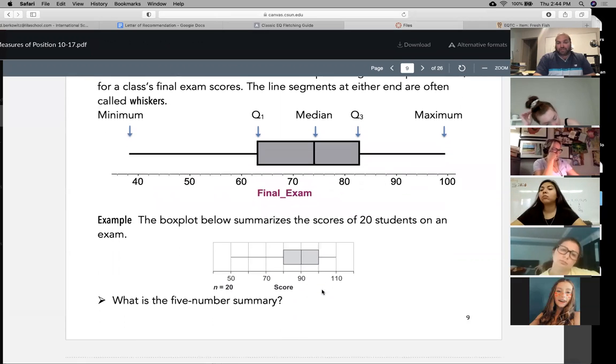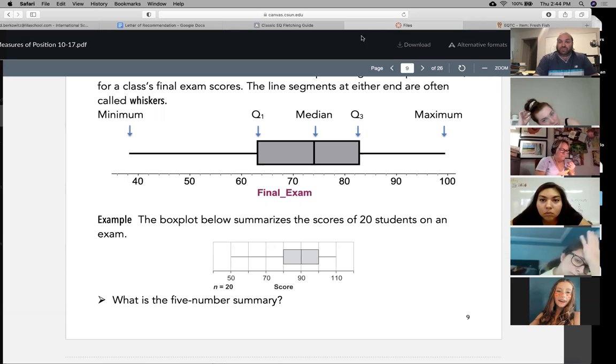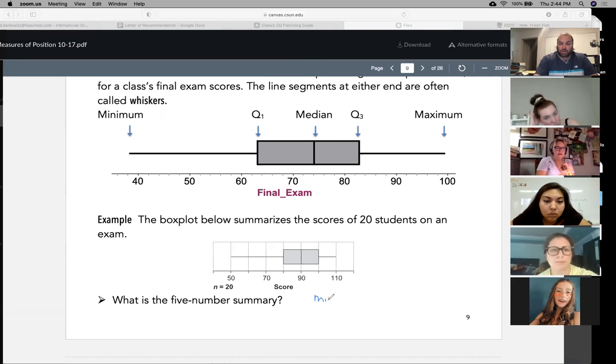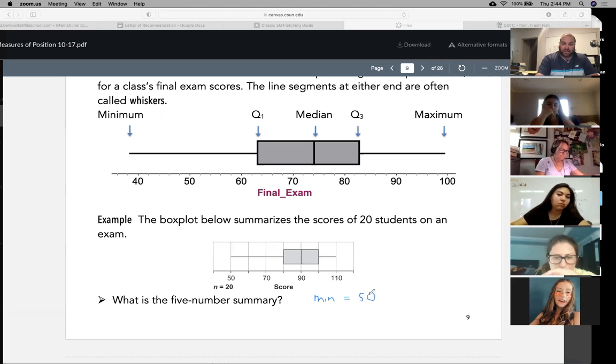So for example, the box plot below summarizes the scores of 20 students on an exam. What was the minimum score of these 20 students? 50. The line ends. The whisker ends at 50. That's the minimum value.